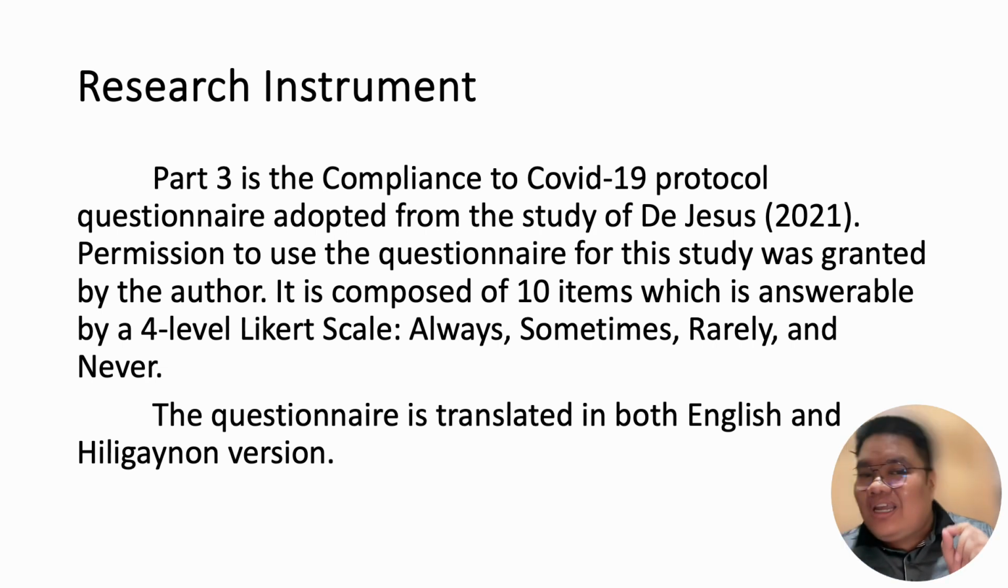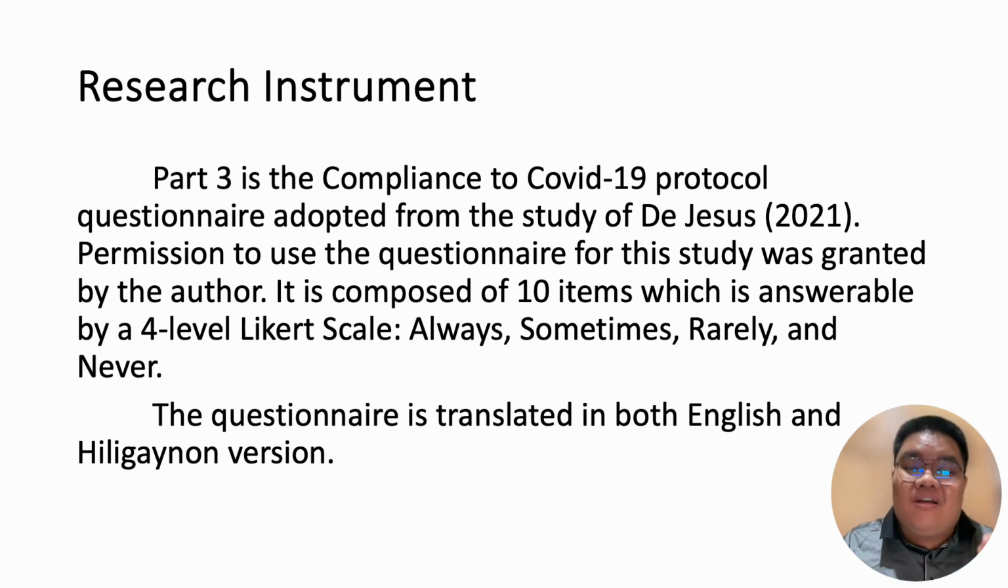So if you want to use and revise it, you better communicate to the author that you want to use and revise the questionnaire. Now, the permission of the author, or the granting of the permission of the author, must be included in the appendix of your study. Okay, it's a very important proof or evidence. It is composed of 10 items here in the example, which is answerable by a 4-level Likert scale: always, sometimes, rarely, and never. In this case, it's indicated that the questionnaire is translated in both English and Hiligaynon versions.